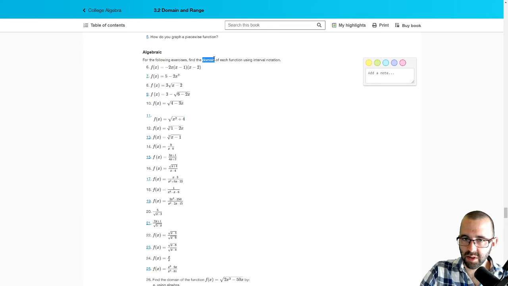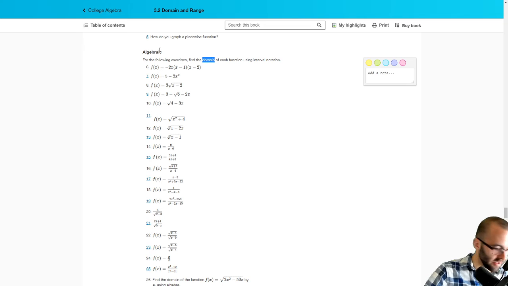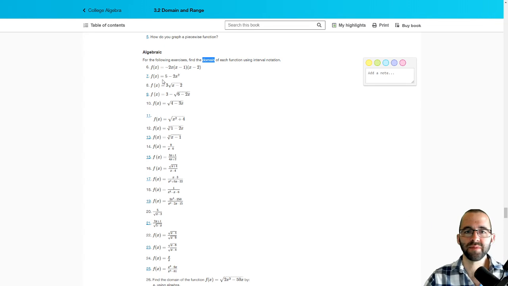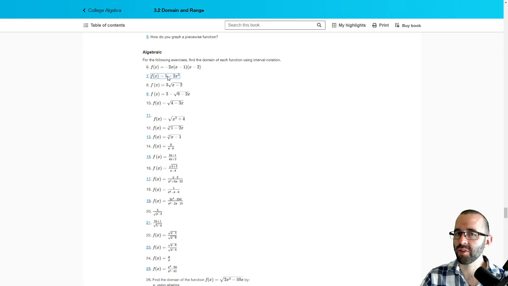Domain is just everything that you can plug into the function. A lot of times it's easier to ask what you cannot plug into the function. Number 7 is a quadratic, right? This is a quadratic function. I mean, you can plug in anything you want to a quadratic function. There is nothing that's going to cause you a problem here. So your domain is all real numbers.